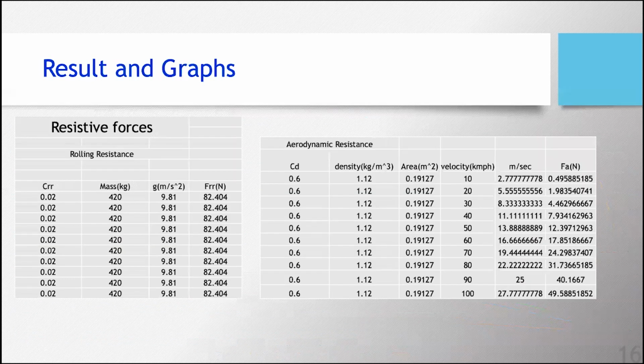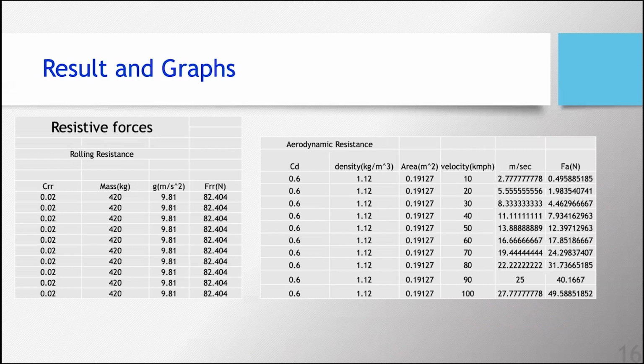The rolling resistance. As we have seen in the previous formula, here we have considered a 0.02 coefficient of rolling resistance, mass as predefined by the vehicle, and G is constant. So we got the rolling resistance. In a similar way, aerodynamic resistance is also calculated.